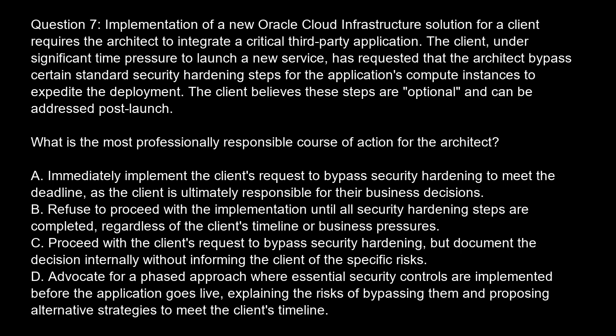Option A. Immediately implement the client's request to bypass security hardening to meet the deadline, as the client is ultimately responsible for their business decisions. Option B. Refuse to proceed with the implementation until all security hardening steps are completed, regardless of the client's timeline or business pressures. Option C. Proceed with the client's request to bypass security hardening, but document the decision internally without informing the client of the specific risks. Option D. Advocate for a phased approach where essential security controls are implemented before the application goes live, explaining the risks of bypassing them and proposing alternative strategies to meet the client's timeline.